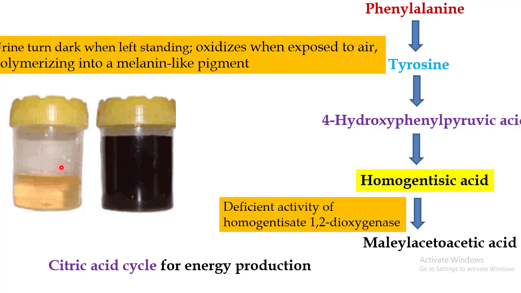So, when the urine of an alkaptonuria patient is left standing, the homogentisic acid, when exposed to the air, polymerizes into a melanin like pigment, and that is going to give you the black urine. So this is one of the important symptoms and one of the important characteristics of the patient of alkaptonuria, that the urine, when left standing in the air, can get converted into black urine. Therefore, this is known as the black urine disease.